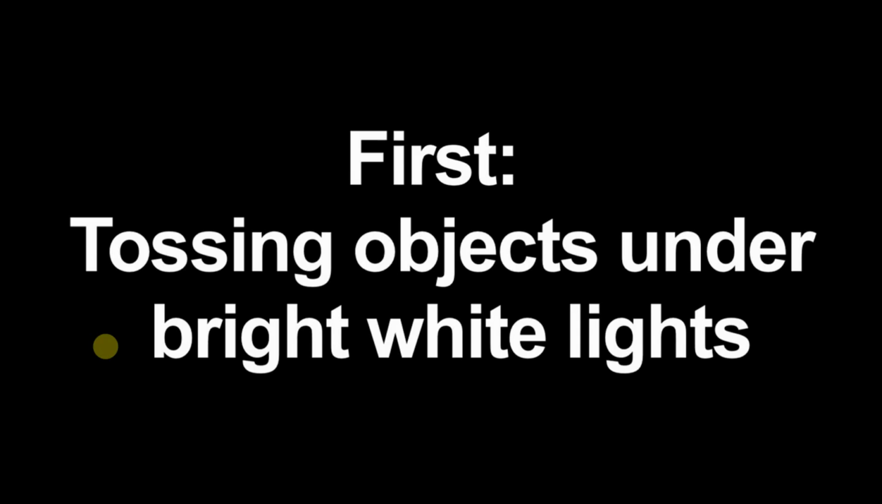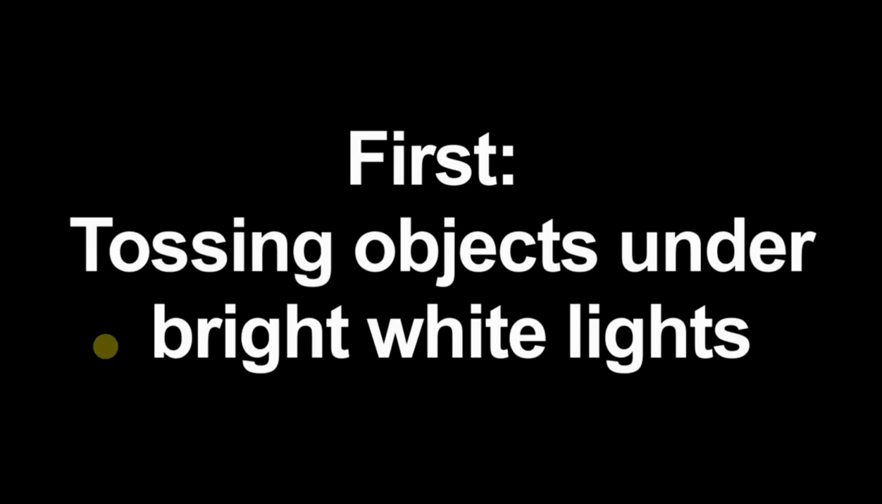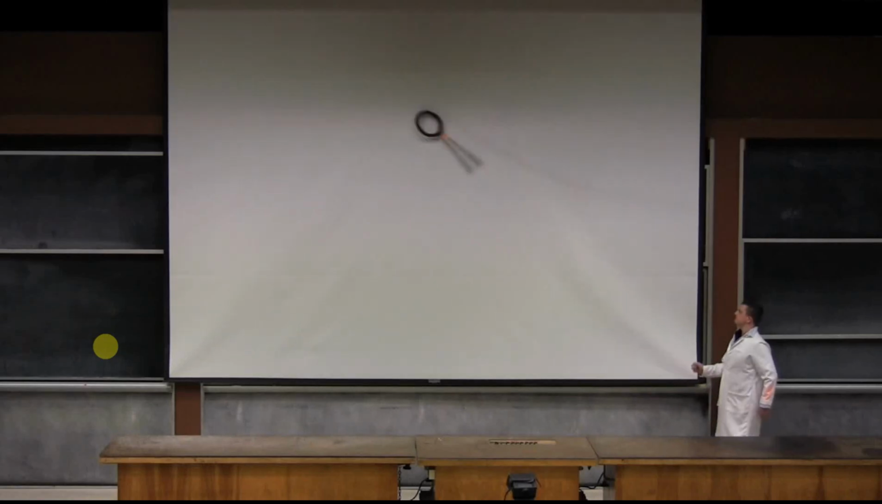So here's tossing some objects under bright white lights. This does not have its center of mass at the center of the object. If you toss a badminton racket or a tennis racket, it'll look like it's wobbling. Let me back up. You can see it had kind of a wobble to it. This will also look like it's wobbling because its center of mass is not the center of the object. And that one definitely had a wobble.